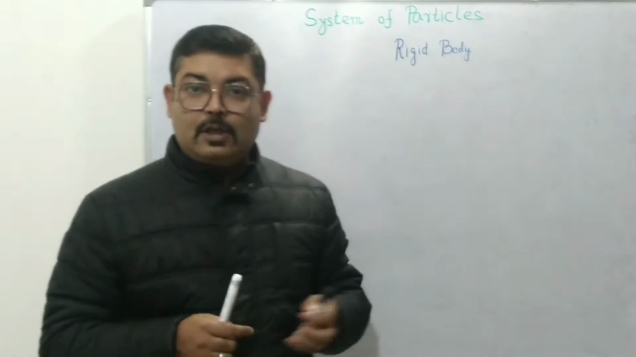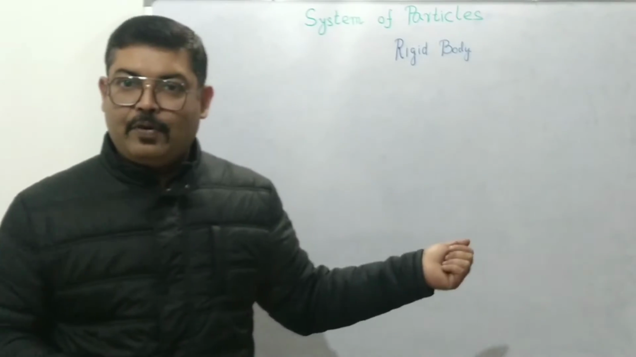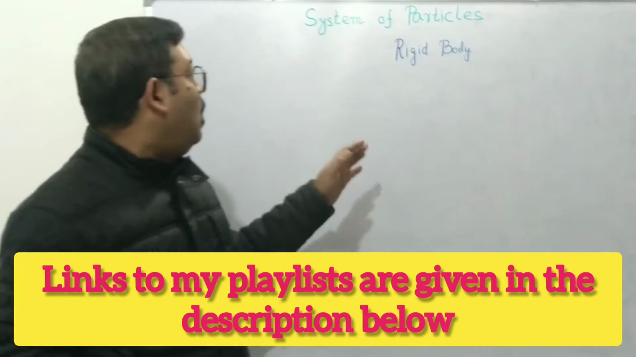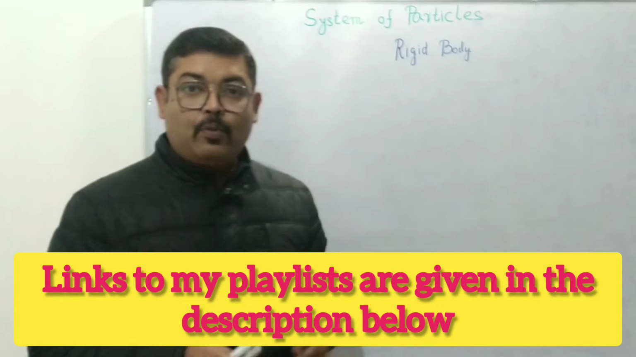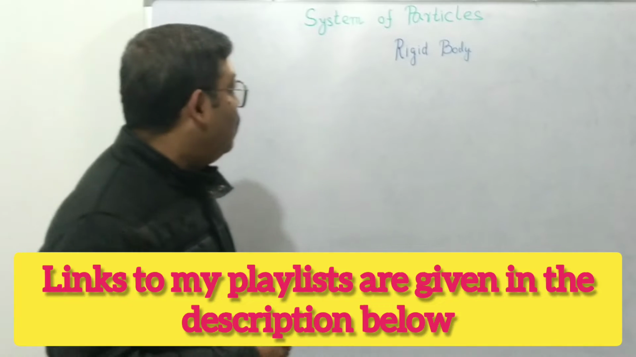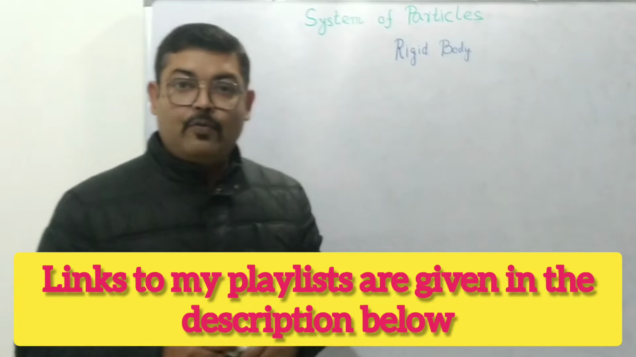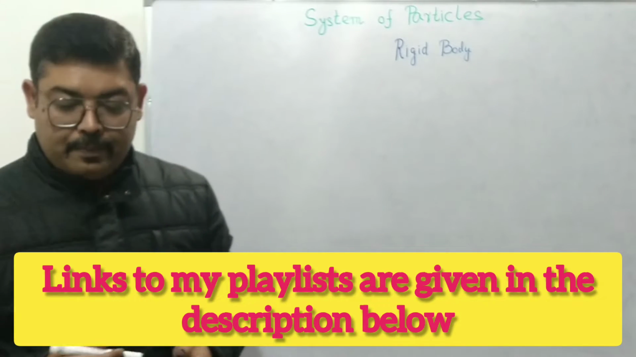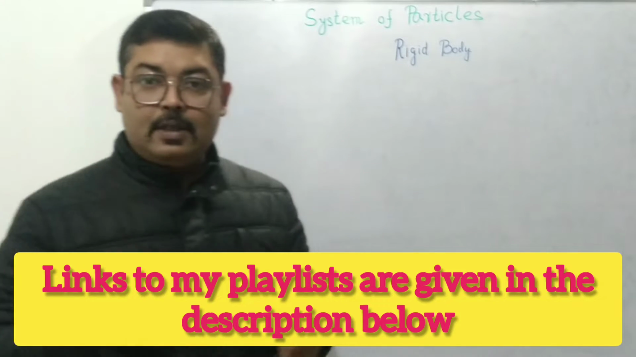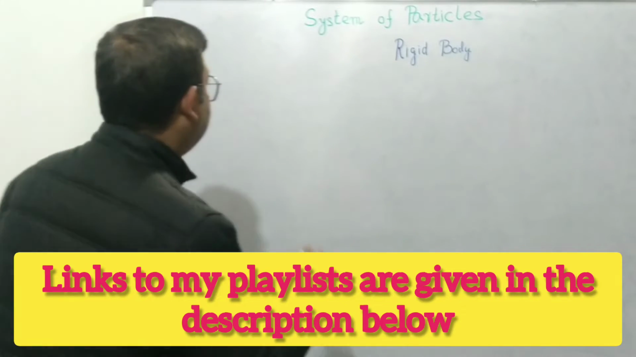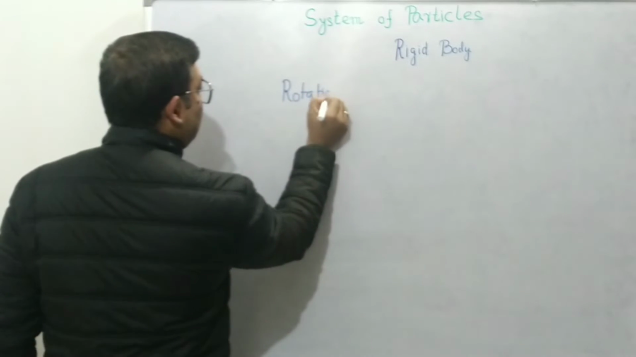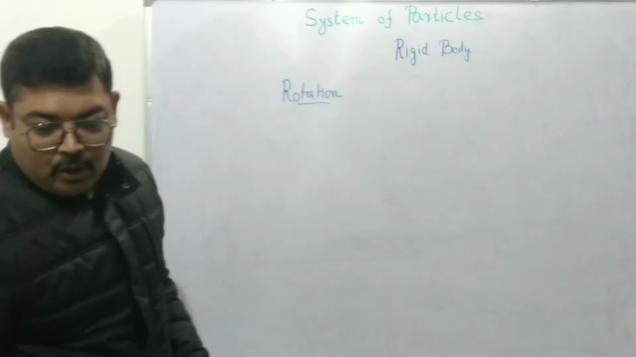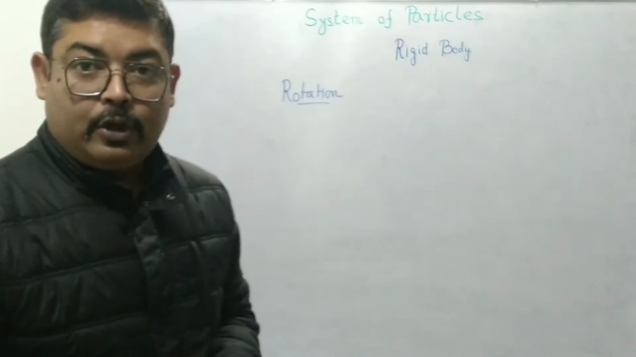when we talk about translational motion, it will remain the same as we have discussed in my previous videos on system of particles. What we are more concerned with right now is how rigid bodies behave when they undertake rotational motion. Now, when we say a rigid body is under rotational motion, the rotational motion of a rigid body.